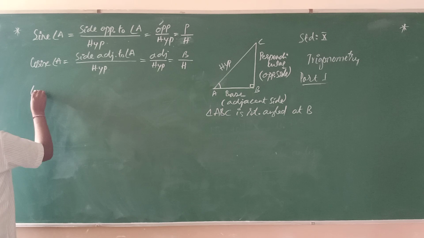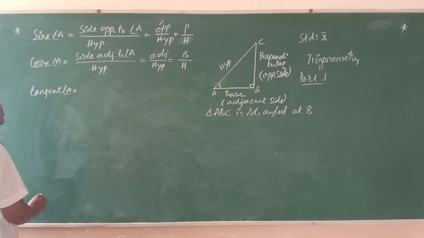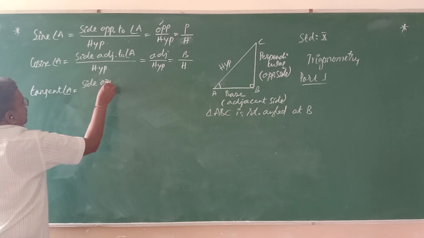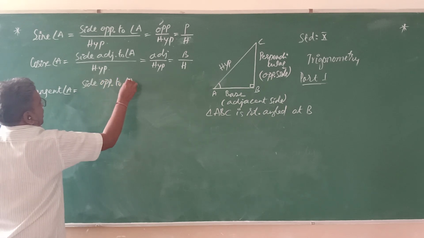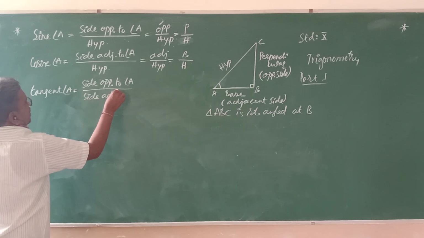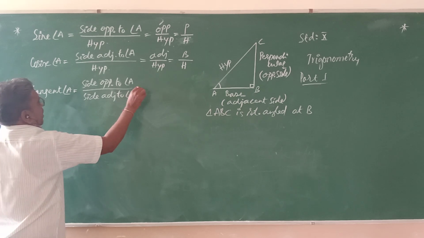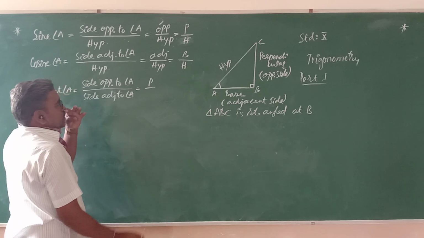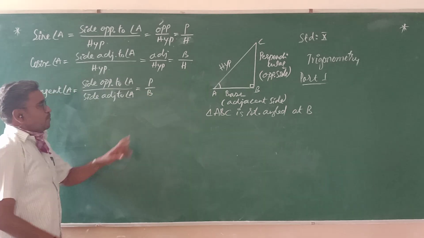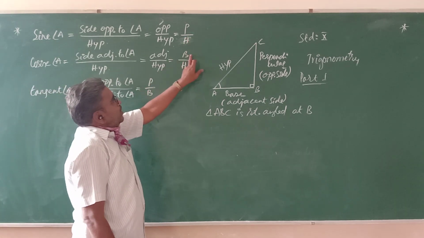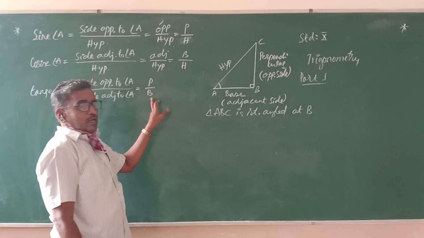And tangent of angle A is equal to the side opposite to angle A divided by the side adjacent to angle A. Opposite by adjacent. Opposite means P, adjacent means B. Perpendicular divided by base. So sine is perpendicular by hypotenuse, cosine is base by hypotenuse, tangent is perpendicular by base.